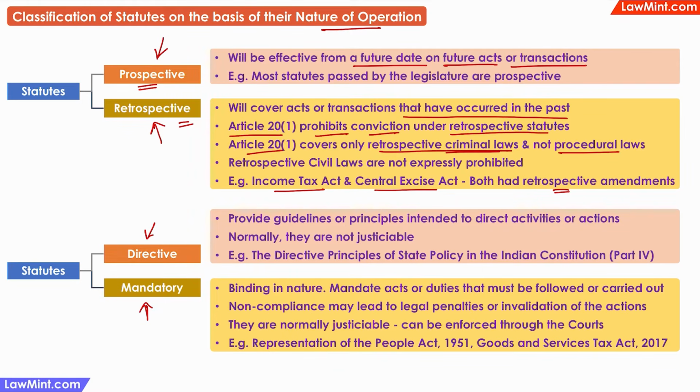Next, statutes can be either directive or mandatory. The best examples of directive statutes are the directive principles of state policy, which are not mandatory and they are not justiciable. That is, they cannot be enforced through the courts. Most of the other statutes are mandatory in nature, especially criminal or penal laws or tax laws. Such laws specifically prohibit certain actions or transactions or may force persons to act in a specific way under specific situations. And mandatory statutes are justiciable, that is, they can be enforced through the courts.